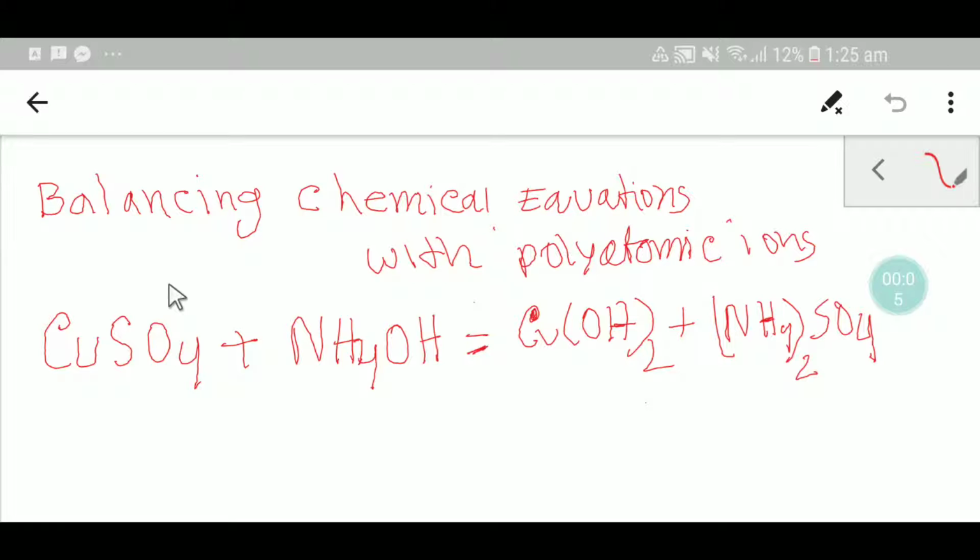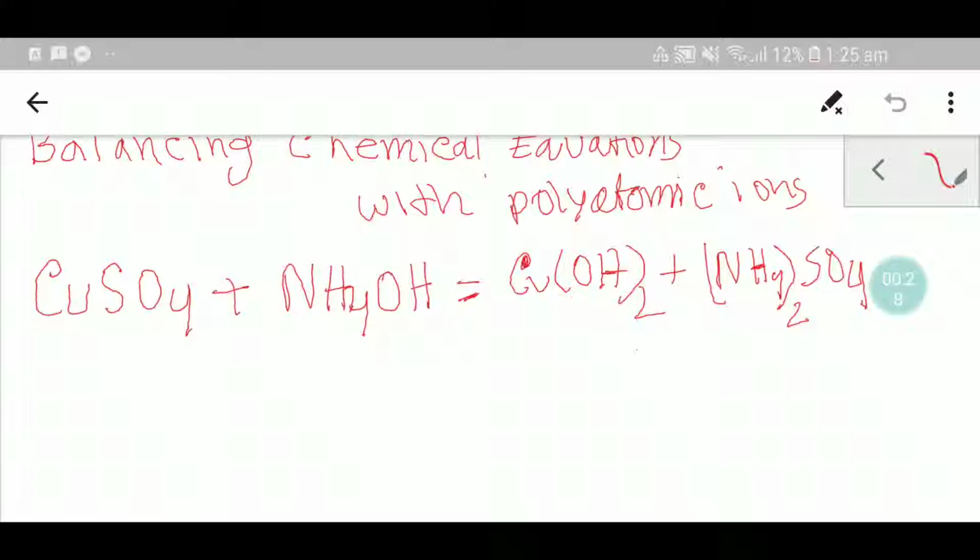Today we are going to learn how to balance chemical equations with polyatomic ions, right? This is sulfate, which is a polyatomic ion. This is hydroxide, which is a polyatomic ion. This is ammonium, which is a polyatomic ion. Right, so how to balance this type of equation?